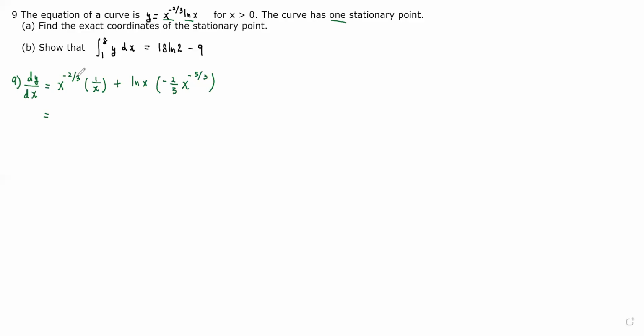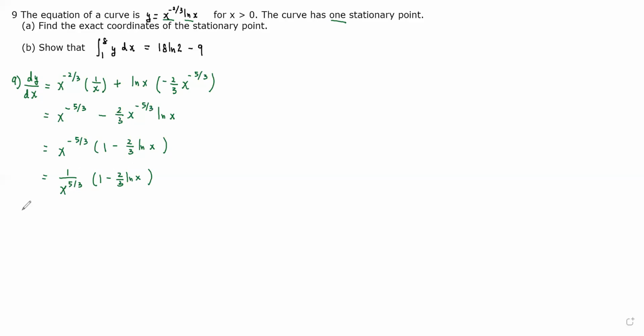From this part here, x to the negative 2 over 3 times 1 over x, that is x to the negative 5 over 3. Then this part is negative 2 over 3, x to the negative 5 over 3 ln x. We can factor out x to the negative 5 over 3, and we have 1 minus 2 over 3 ln x. This can actually be written as 1 over x to the 5 over 3 times 1 minus 2 over 3 ln x. X to the 5 over 3 is in the denominator.